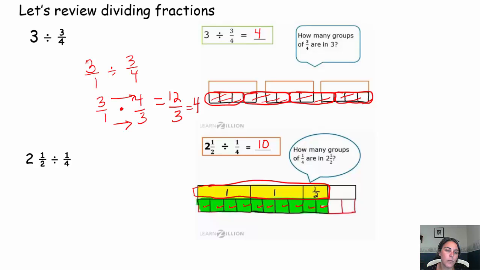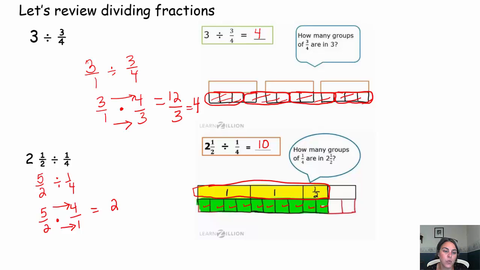2 times 2 is 4, plus 1 is 5/2. 2 1/2 is the same as 5/2, divided by 1/4. Skip, flip, and multiply, or drop, change, flip, whatever little saying you have for yourself. Then multiply straight across the top, straight across the bottom.